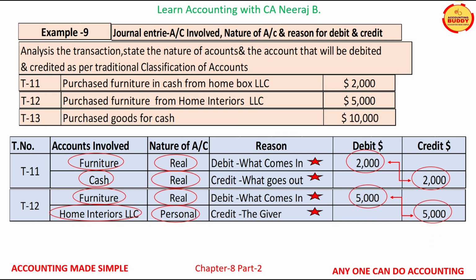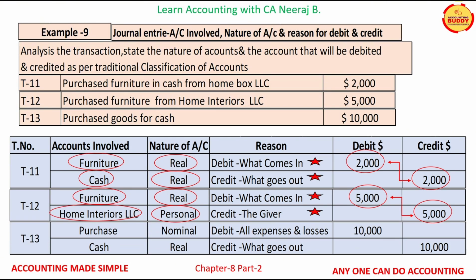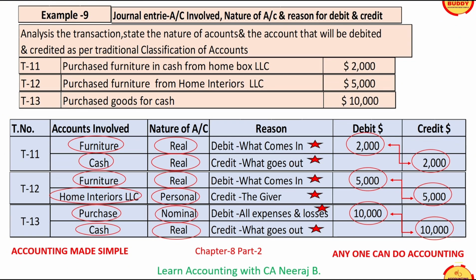Transaction T13 is business purchased goods worth $10,000 for cash. The two accounts which are getting affected are purchase account and cash account. Purchase is a nominal account and the rule for debit for nominal account is debit all expenses and losses. Cash is a real account and the rule for crediting a real account is credit what goes out. Therefore, in this manner, the transaction is recorded for $10,000.